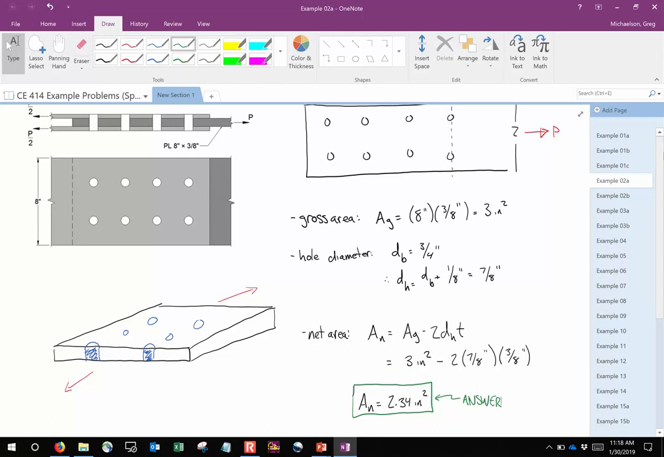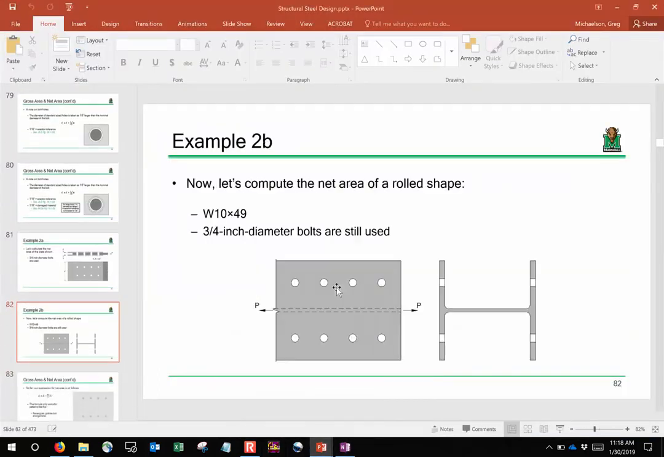All right, let's look at the next one. Okay, so the next one, now we're going to compute the net area of a rolled shape. It's a W10 by 49, and it's 3/4 inch diameter bolts. We're still going to keep the same bolt diameter, but we now have a different shape.